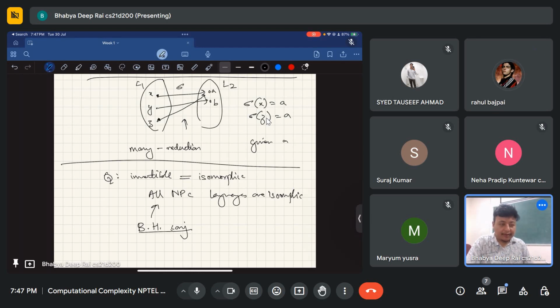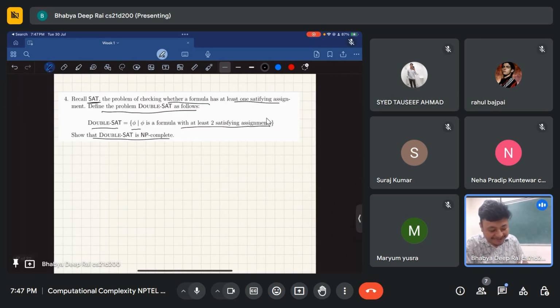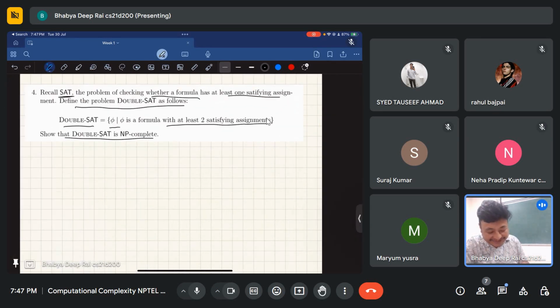So you can look into this Berman-Hartmanis conjecture. A lot of work has been done here. But a good question. So yeah, let's quickly look at this. I'm running out of time.